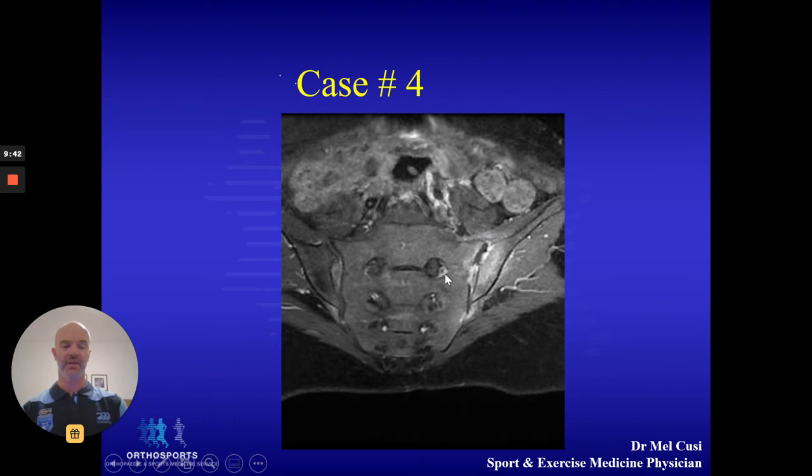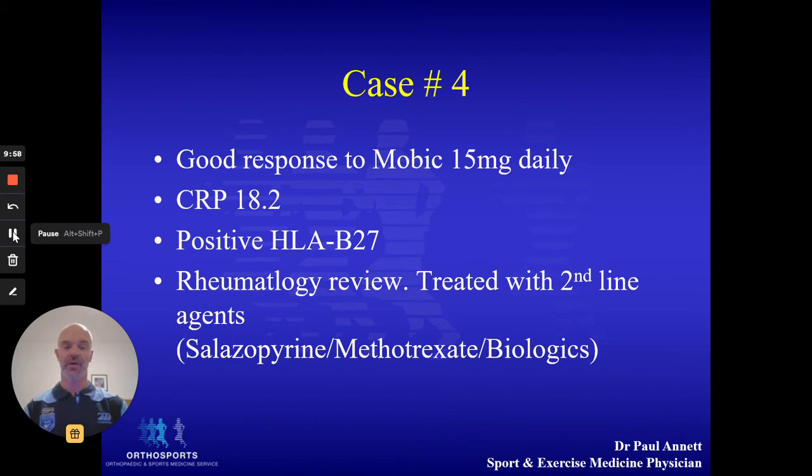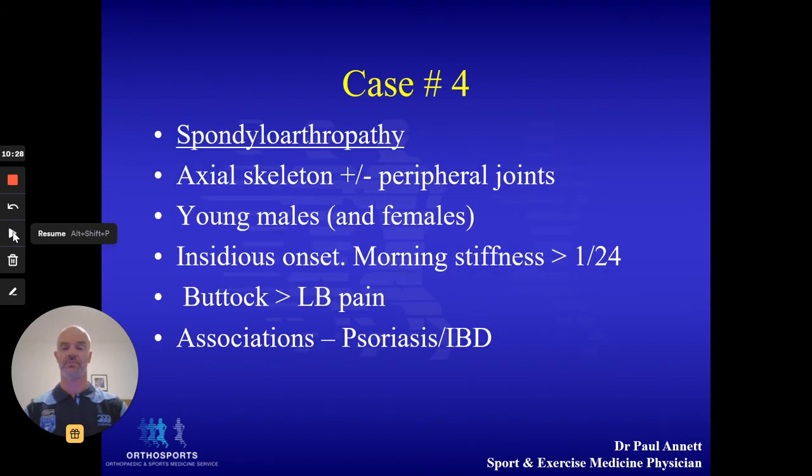This is her MRI scan, and on these particular T2 weighted signals, we can see quite marked inflammation and secondary bony edema around her left sacroiliac joint. She was initially commenced on Mobic 15 milligrams daily, which she did find helpful, and a set of blood tests demonstrated again a raised CRP at 18.2, and she was positive for HLA-B27. She was referred for a rheumatology review, and in this case was commenced on second-line agents, initially with sulfasalazine. Other agents that may be used include methotrexate and also, more recently, some of the newer biological therapies.